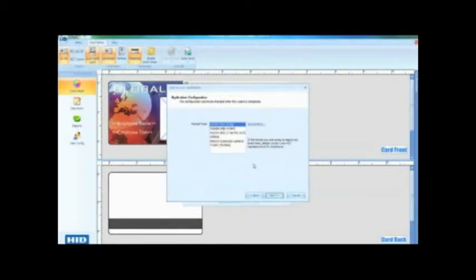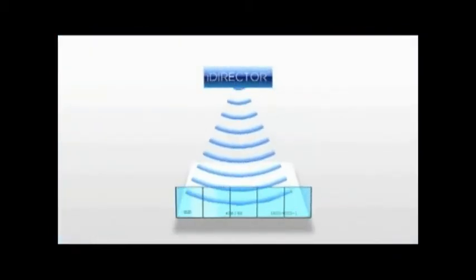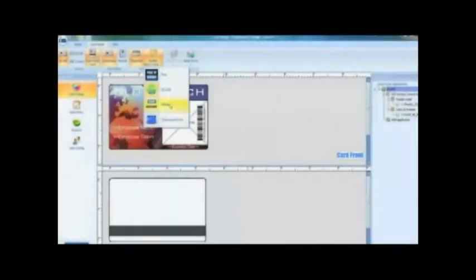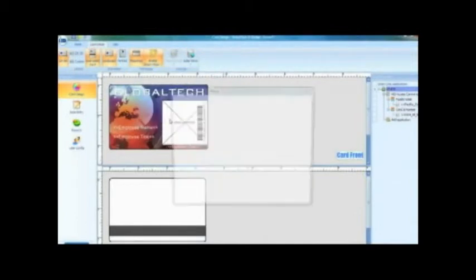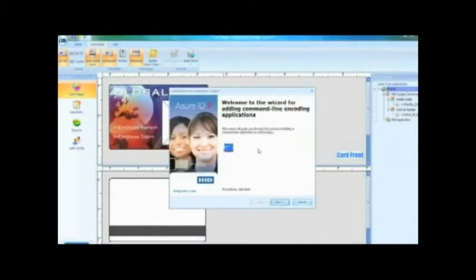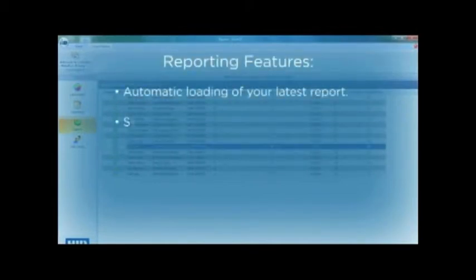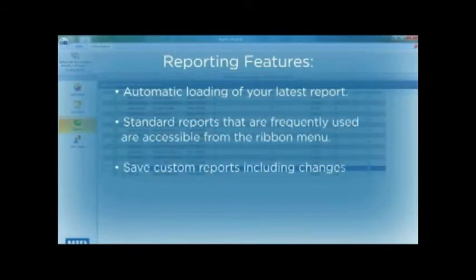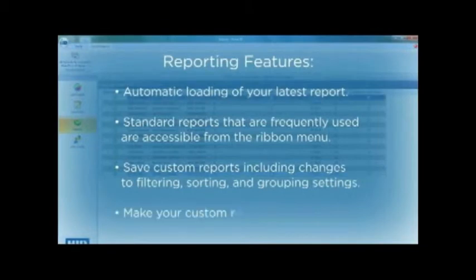While the card is still in the encoder, iDirector can deploy multiple applications to pages allocated within that card's memory. For third-party encoding needs, the command line encoding application has been added, which provides nearly limitless encoding options. Using Asure ID 7, running reports is simple, utilizing useful features such as automatic loading of your latest report, easy access to frequently used reports via the ribbon menu, saving reports with custom settings, and making custom reports private.